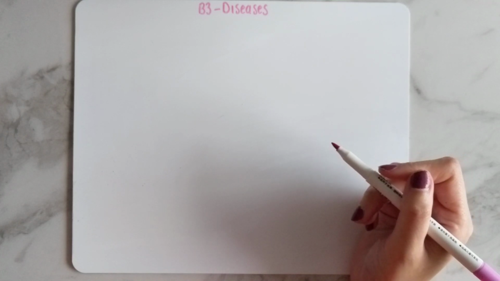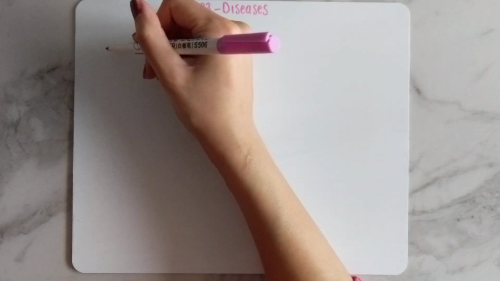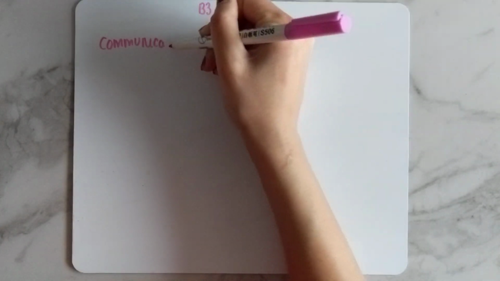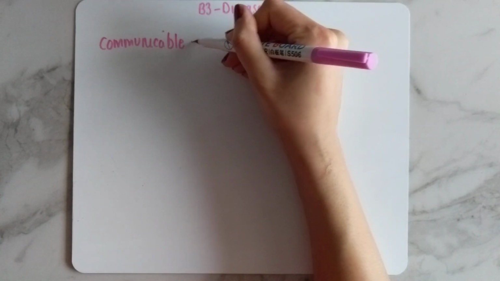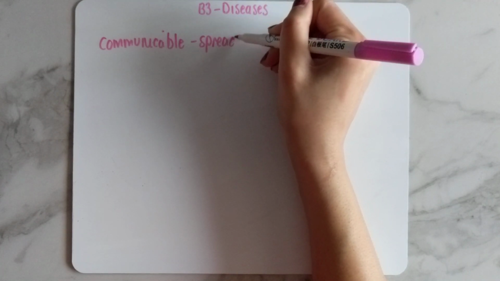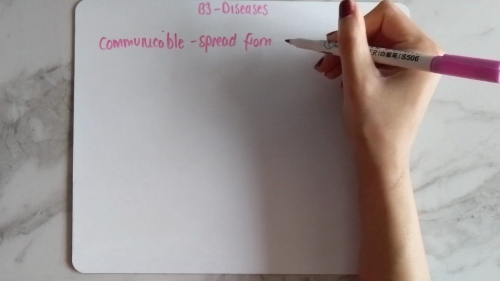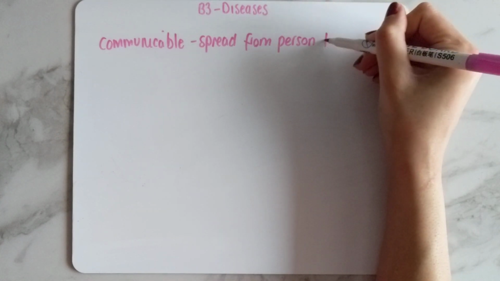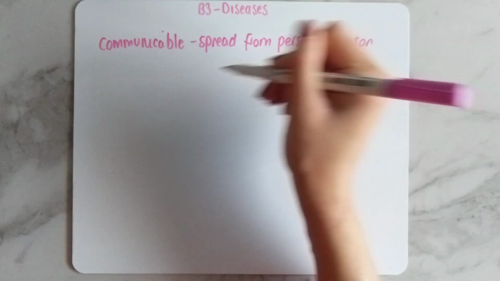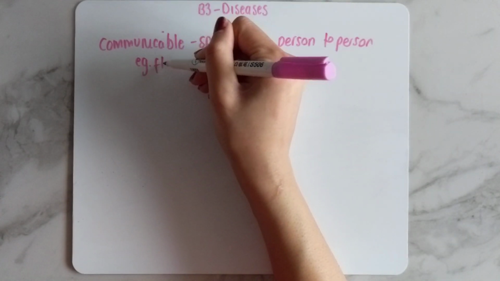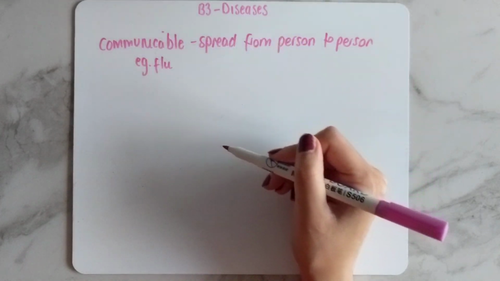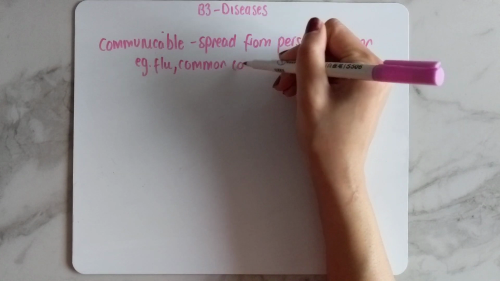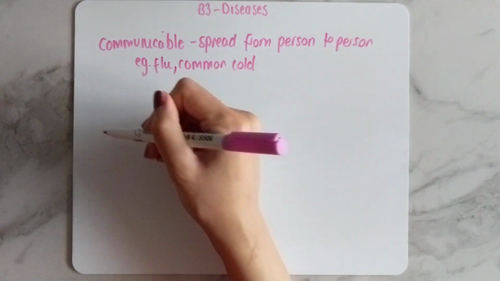Okay, so let's start with communicable diseases. So communicable means anything that can be spread from person to person. So a disease such as the flu can be spread from person to person. So e.g. flu, common cold, anything like that that can be passed on is communicable.